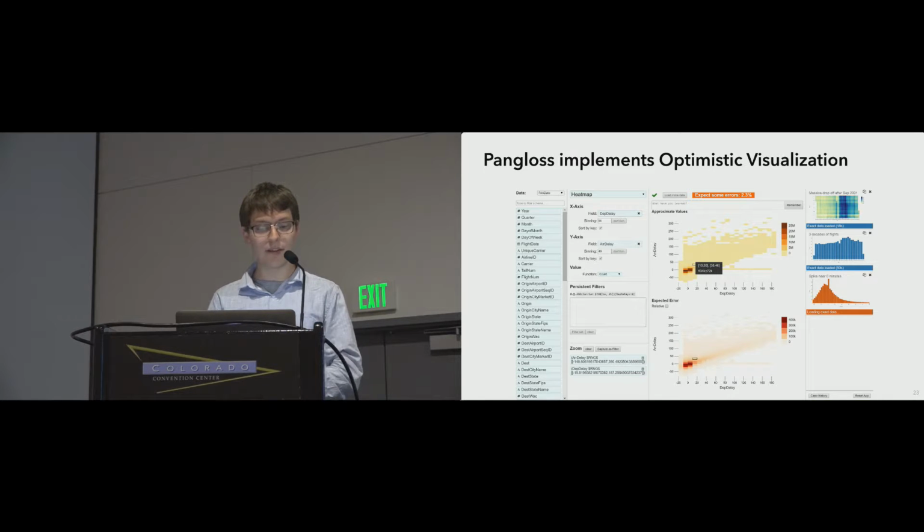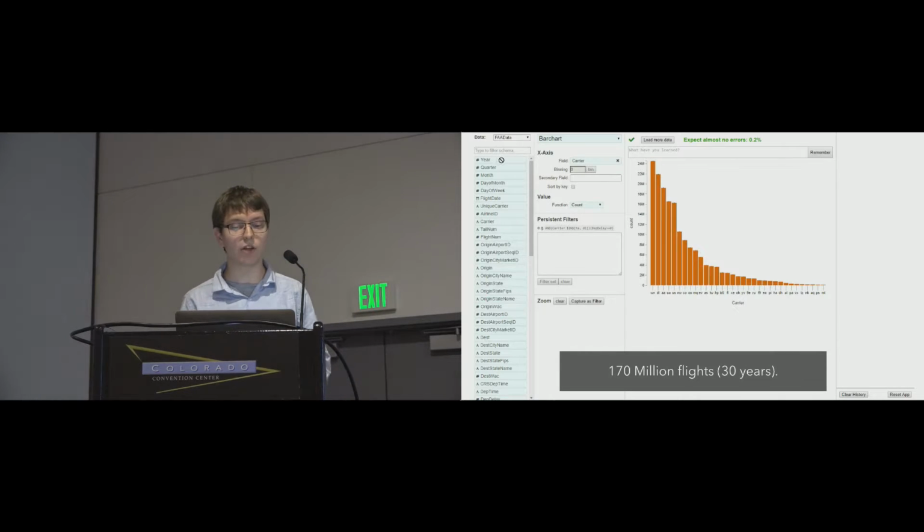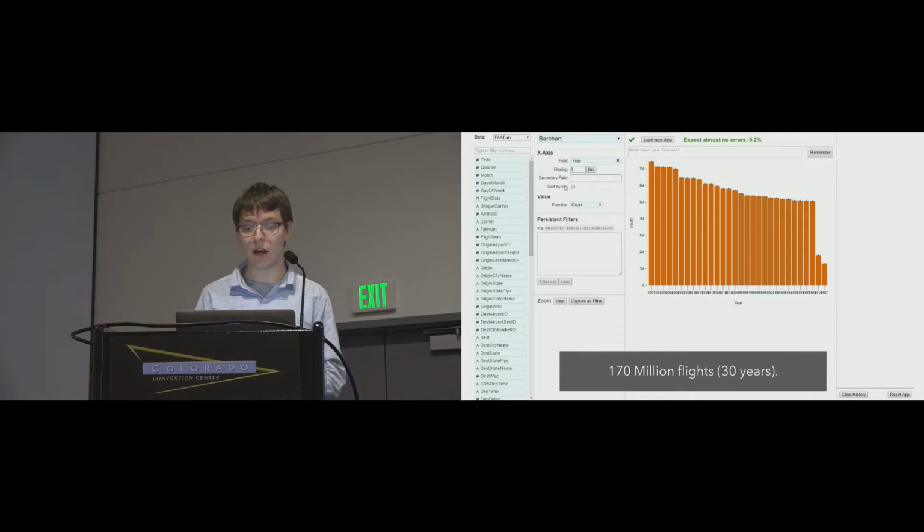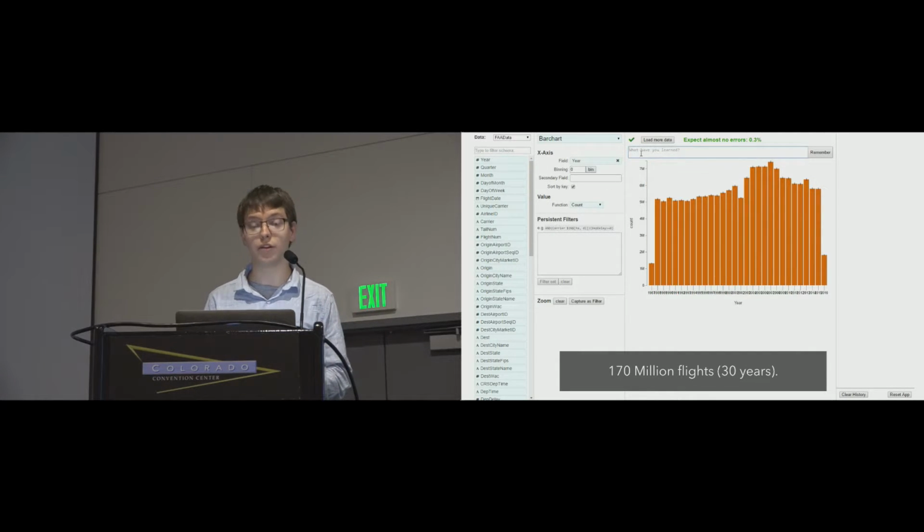Okay, let's look at this system in action on the flight dataset. Here you can see Pangloss working on a flight dataset which has about 170 million flights in it. The video is in real time. I'm only stopping it so that I can explain what's happening, but I didn't speed anything up.